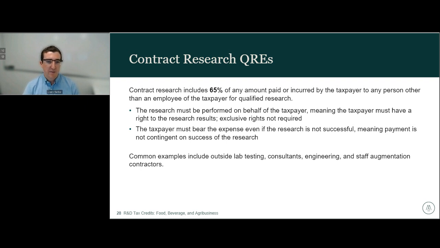Some common examples for this group of companies is outside lab testing. That one's pretty common amongst all the different industries here today, food and beverage, agribusiness, as well as wine, beer, and spirits. General consultants or contractors, engineering firms that are helping with those production facilities or new equipment design, and then general staff augmentation as well. This could be laborers in the sense of agribusiness, or just temporary employees that are brought in for a specific purpose.